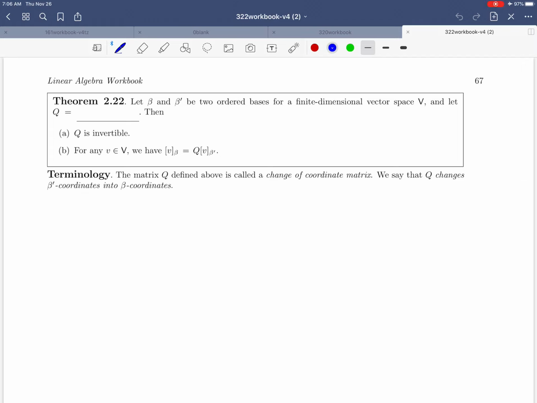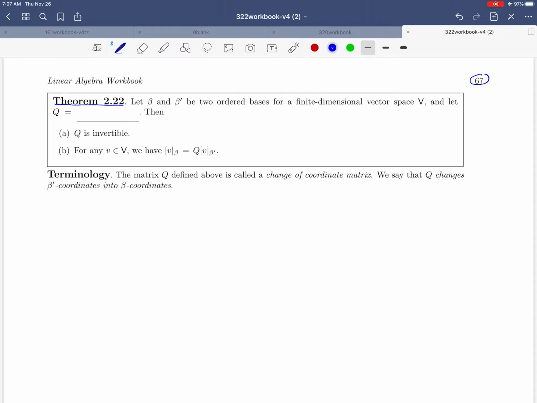Hello everybody, and welcome to the top of page 67 in the workbook. We are looking at Theorem 2.22, and this is going to be our development of the so-called change of coordinate matrix, which we first started talking about in the last video. All right, so let's read through this together here.